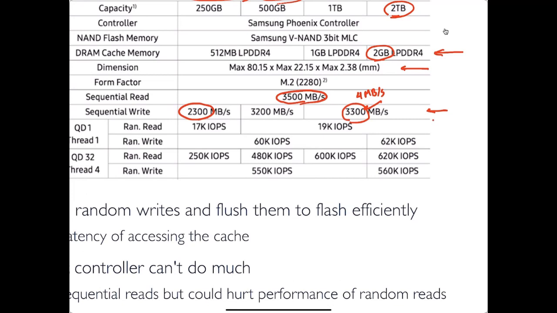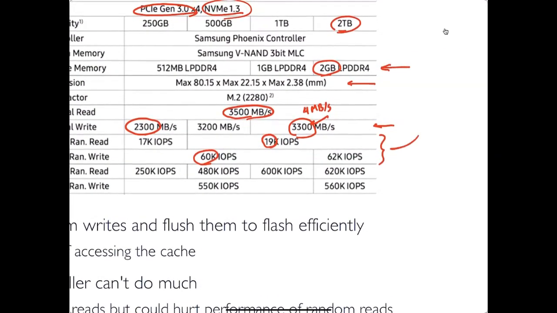Now, the interesting part comes here, where you have random reads. All of a sudden, the equation changes. With random reads, you can see that the throughput is 19K IO per second, whereas with random writes you can go all the way to 60K IO per second. Now, this is where we can circle back to this cache.